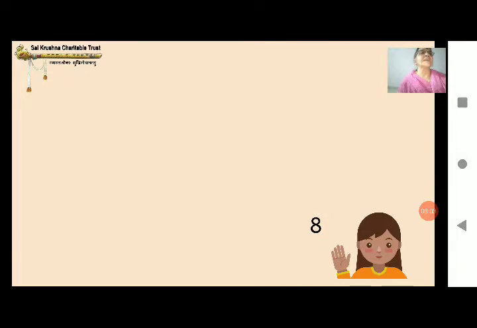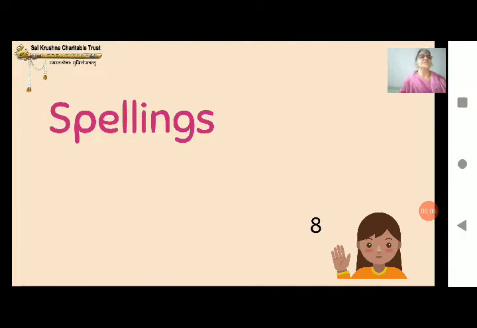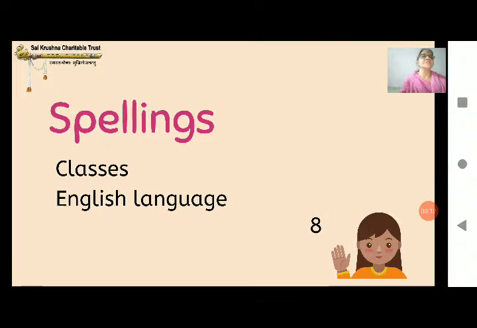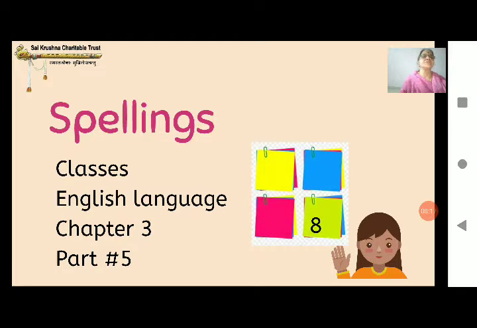Welcome to today's class, students of Standard 5, 6, 7 and 8 for the English language class on spellings, Chapter 3, Part 5. So this is a combined class for the students of 5, 6, 7 and 8, so that you get a mastery over the spellings and you are able to write English very well.